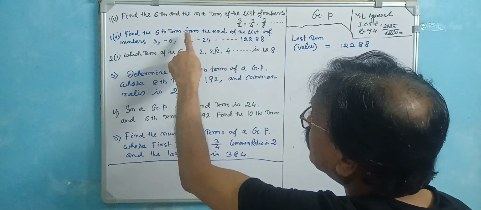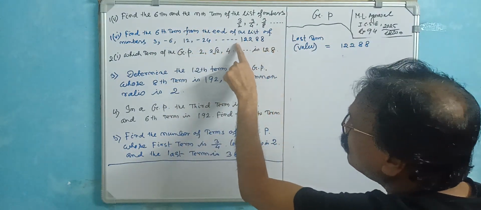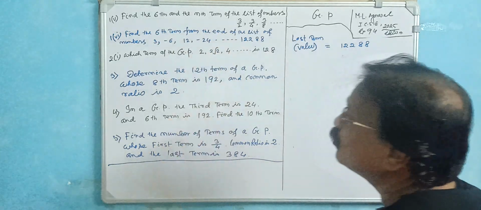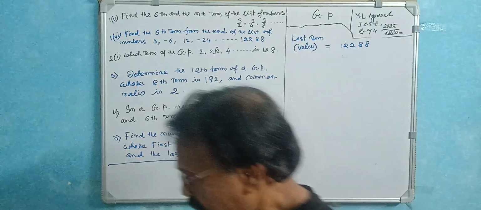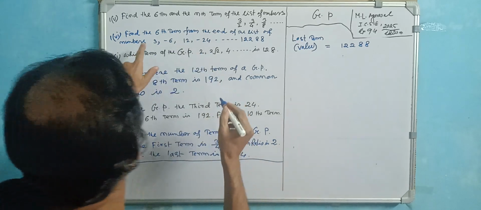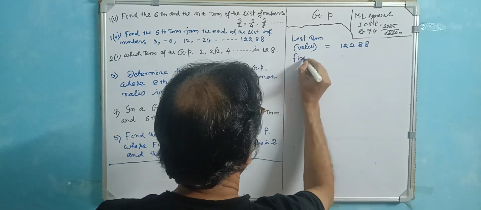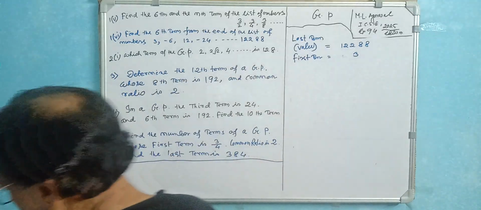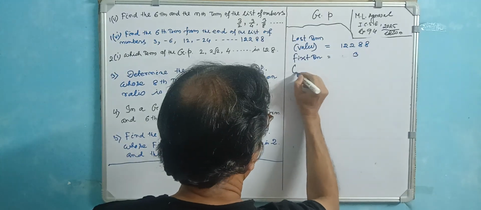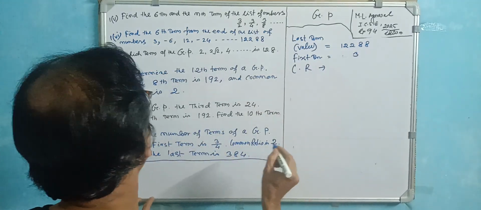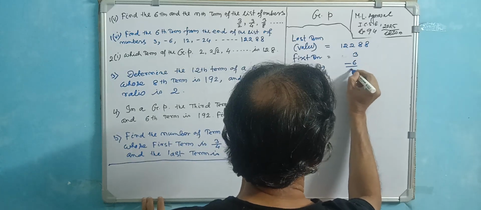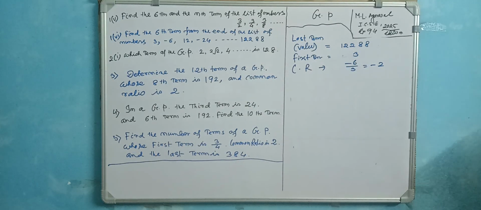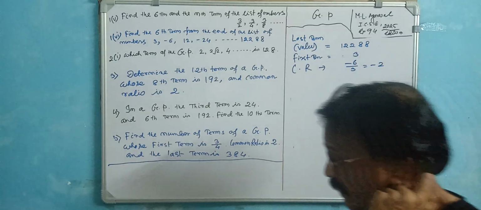So find the sixth term from the end. That means this is the last term. So before this, if you keep decreasing in this way, what is the value of this sixth term? Okay, clear. First term is A, this is the first term. That is 3. Okay, first term is 3. What is the common ratio? CR, common ratio. This is minus 6 by 3. This is actually minus 2. Is it clear?